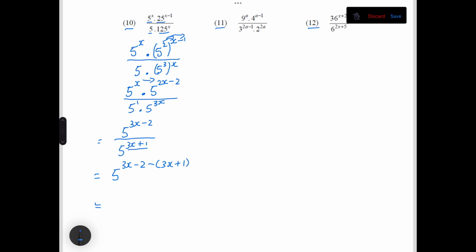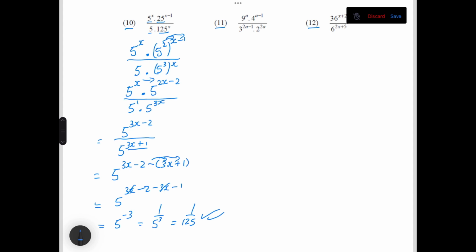And now we multiply out the negative signs. So it's going to give me 5 to the power of 3x minus 2 minus 3x minus 1. You cancel out. Remember that step, you have to multiply out that negative sign. So cancel out the 3x. And that gives me 5 to the power of negative 3. Write it as a positive exponent. 1 over 5 to the power of 3. 1 over 125. There we go.